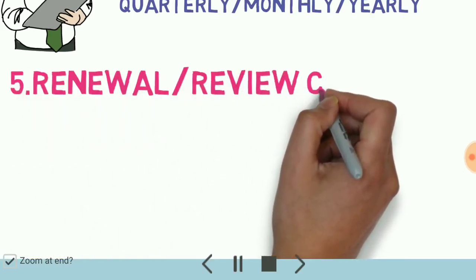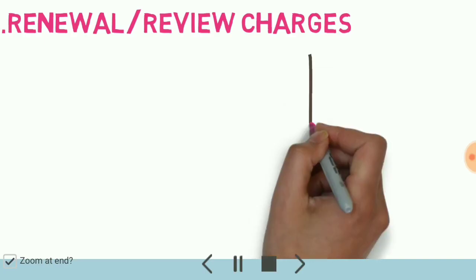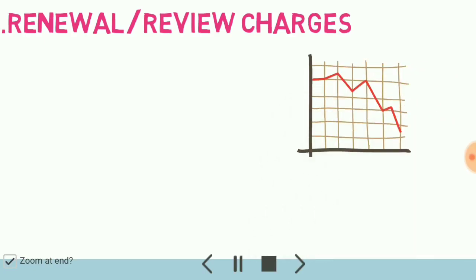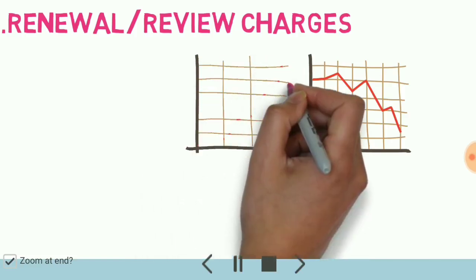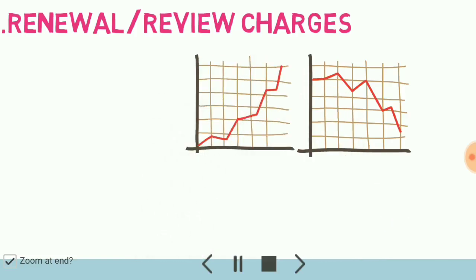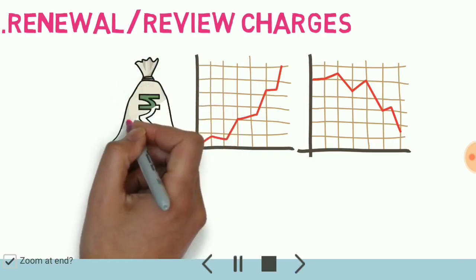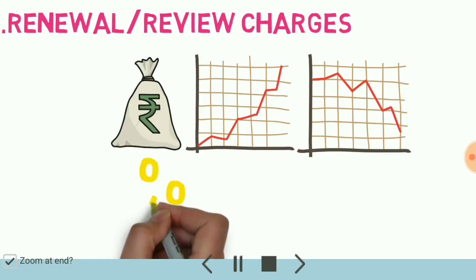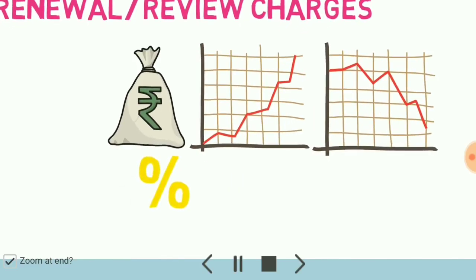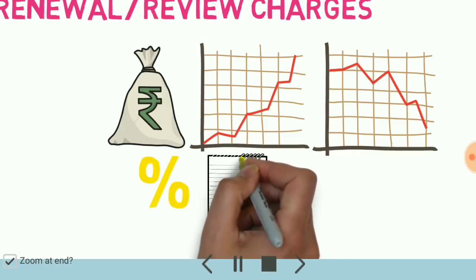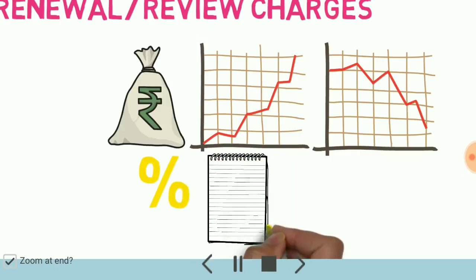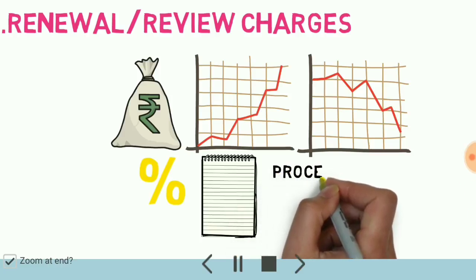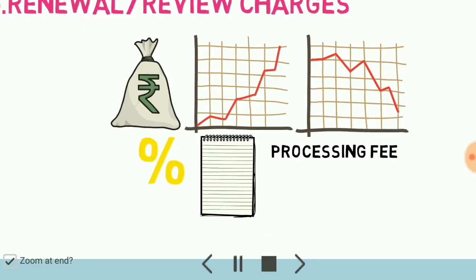Next is renewal or review charges. This will be collected in a cash credit account every year after sanction of the loan. There might be changes in the creditworthiness of a borrower throughout the year, so the bank will consider the creditworthiness of the borrower every year, or decide whether there is a change in terms and conditions by scrutinizing their overall performance in the account, and charge renewal charges. It is nothing but a processing charge on a yearly basis.